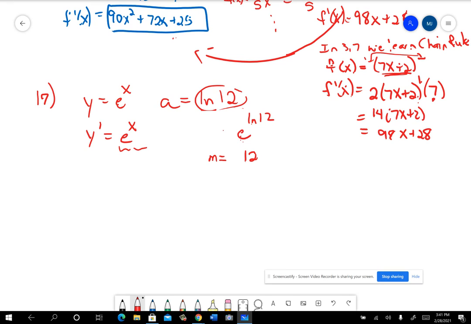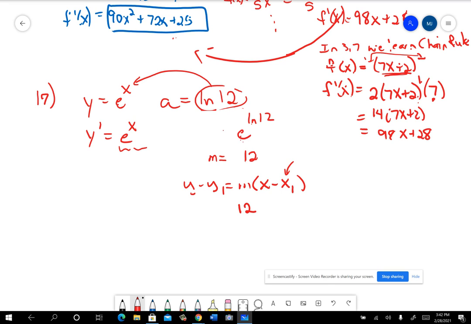It wants the equation of the tangent line, so that means I'm going to use this formula. I'm going to be putting 12 there. I'm going to be using ln of 12 for my particular x value, so that's going to go right here. And then I just need to plug in the ln 12 into this. And it just happens to be the same as the slope. So it's a little confusing because usually these are different, but this is a really unusual case.